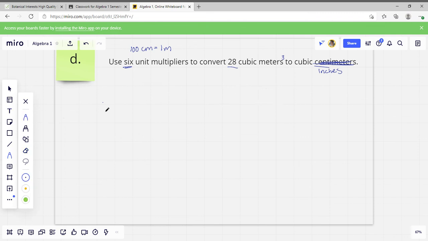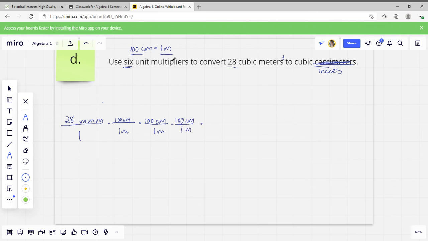All right, so we're going to say we've got 28, and that's cubic meters, 1, 2, 3 meters, okay? And we're putting that over, we're going to multiply that 3 times to go from 100 centimeters to a meter. So 100 centimeters, 1 meter. 100 centimeters to 1 meter. And one more time.